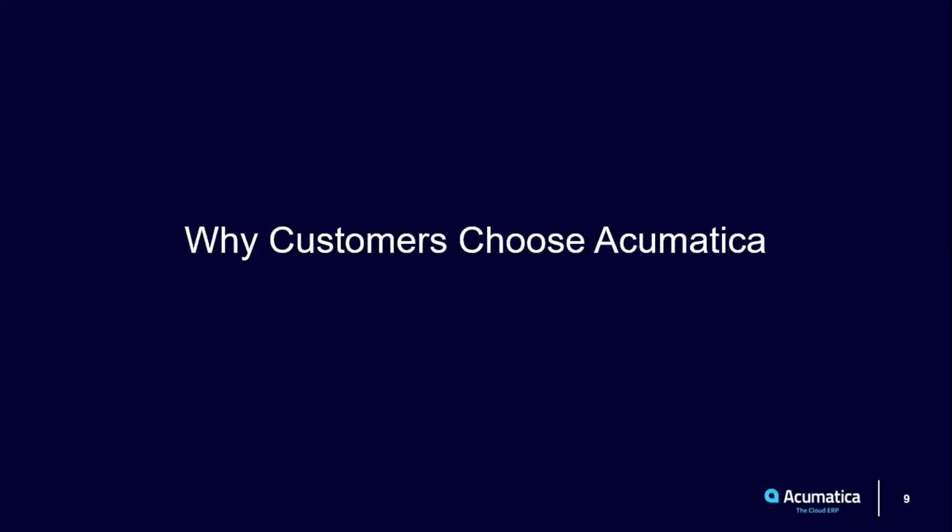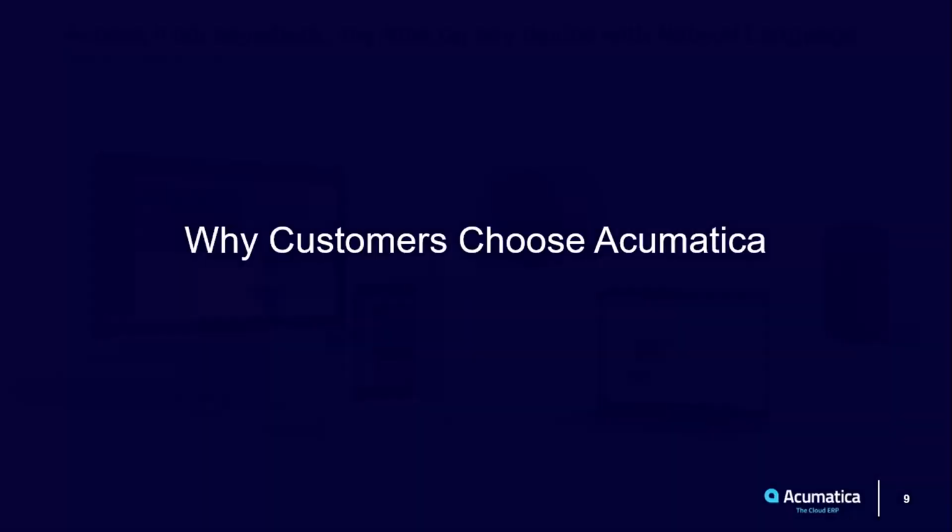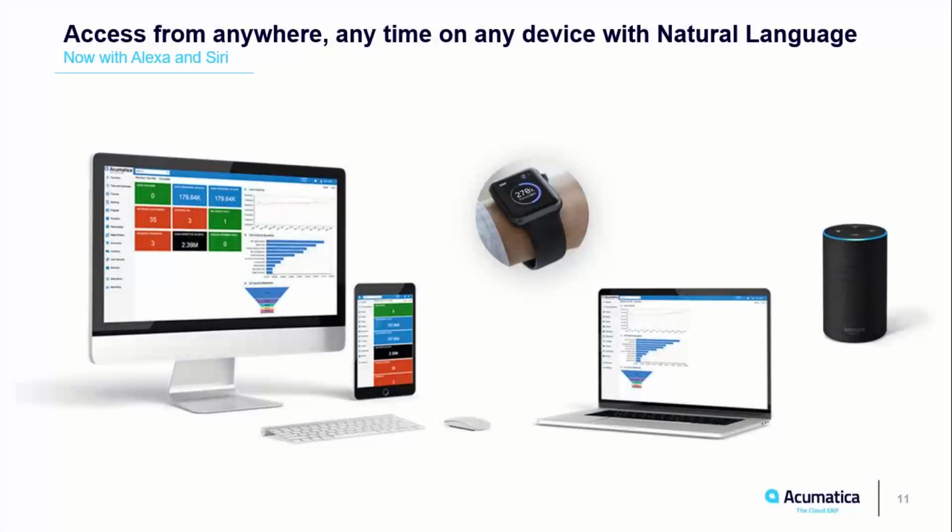So why exactly do customers choose Acumatica? Well, first off, it is a cloud application. It has been a cloud application from its inception. It is not a traditional client-server application that's been tweaked to run in the cloud. Therefore, you can access it anywhere, anytime, on any device, whether you're sitting in your office, whether you're traveling, or, as happens frequently in the construction industry, you're literally at the job site using a mobile device to communicate with your system. Acumatica facilitates all of that.